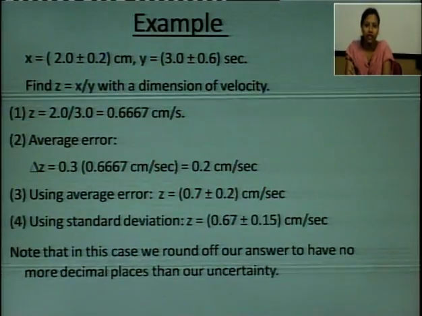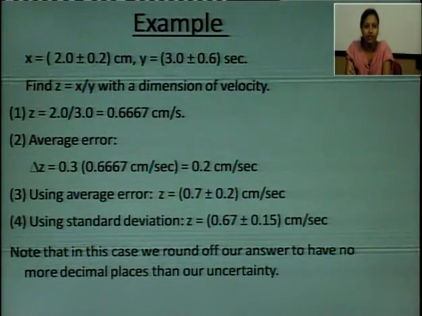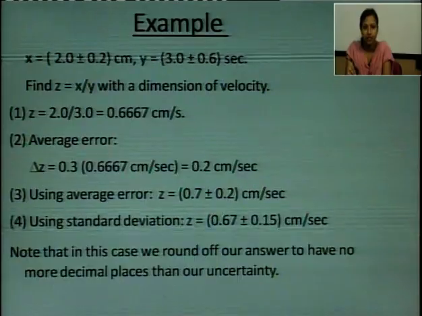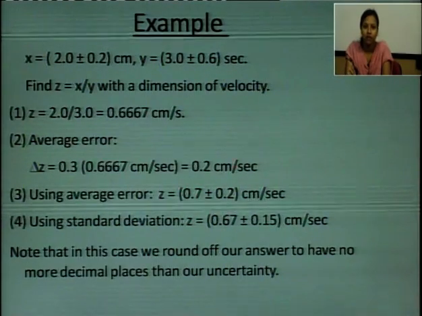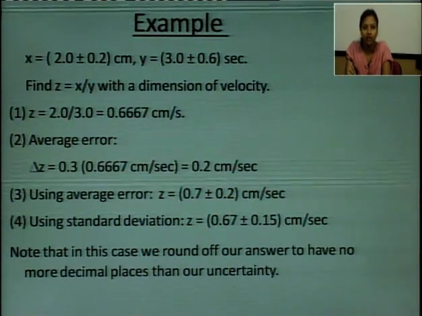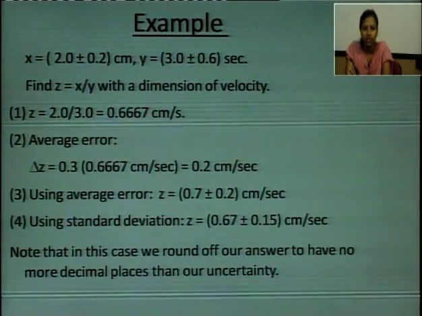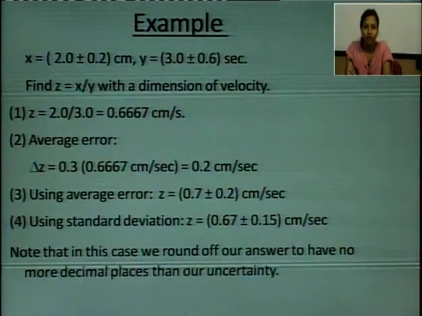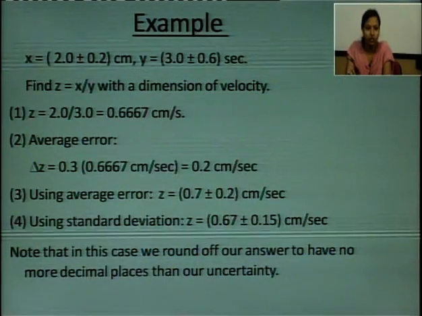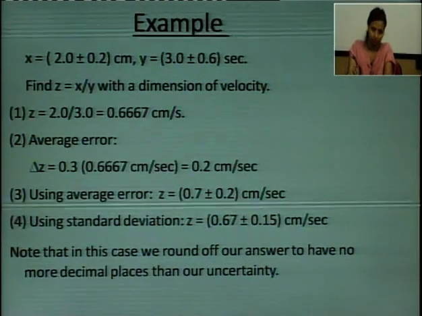So if we are taking the average error, then delta Z upon Z is equal to the error involved here, 0.6667, then it is equal to 0.2, but with the standard deviation it is equal to 0.15.